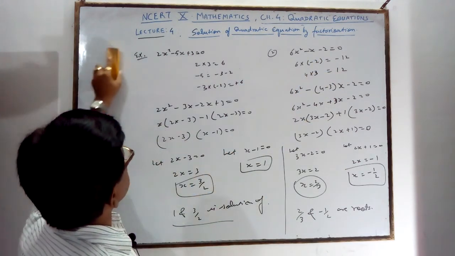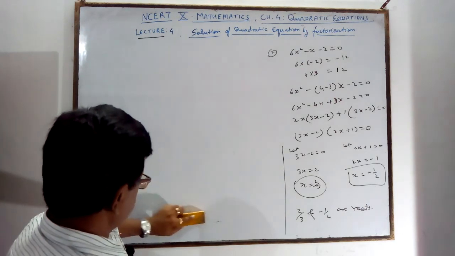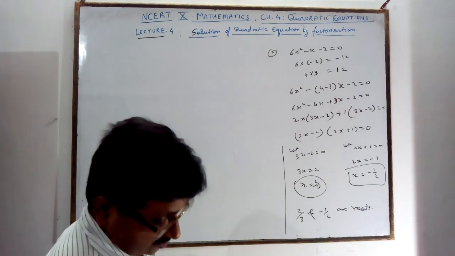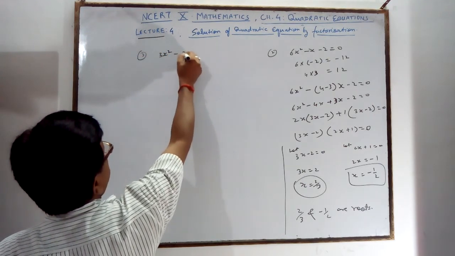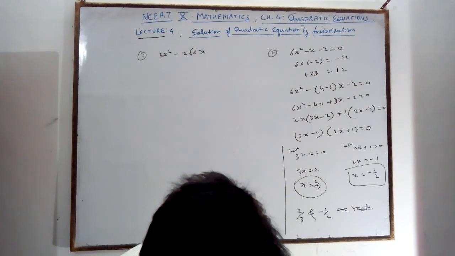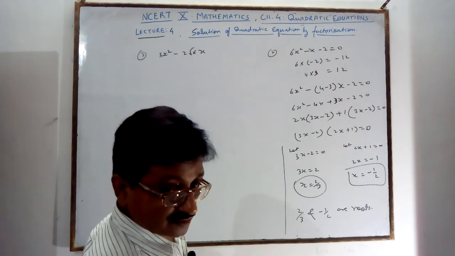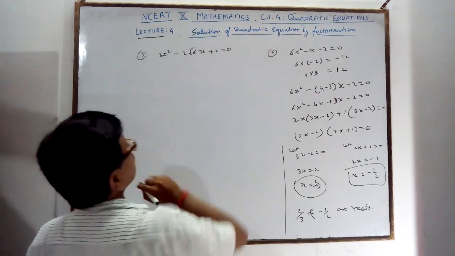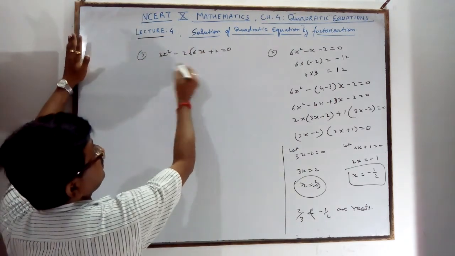Next part, the third example of this topic is given. Some examples we'll see. 3x square minus 2 root 6x plus 2 is equal to 0, this is given in the book. How will you factorize this? Here root is given, 3 into 2.